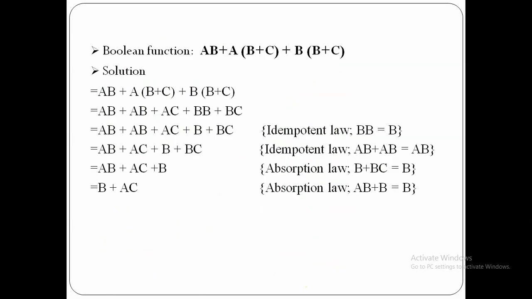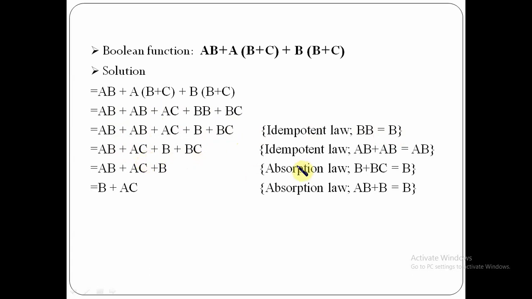Again we take an example here: AB plus A in bracket B plus C, plus bracket, next bracket B plus. This is the original, as it is we are taking, then multiply with the brackets, that is AB, AB, AC, BB and BC. The idempotent law says that BB means B. Then again here are the repeated terms AB, AB, you have to take only one term AB, AC, B, BC.